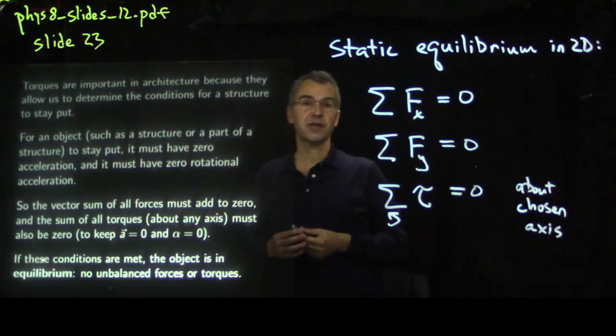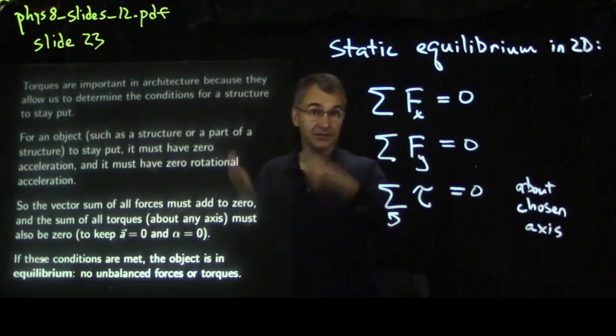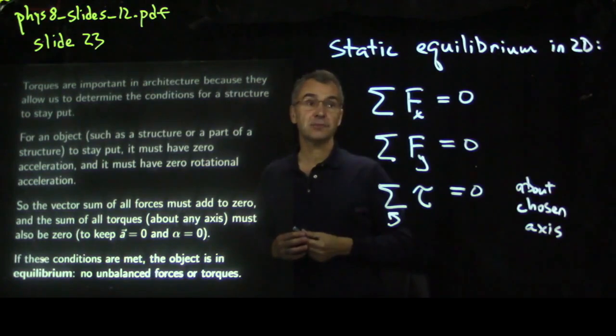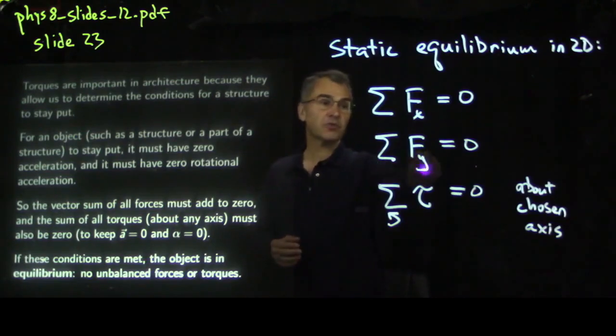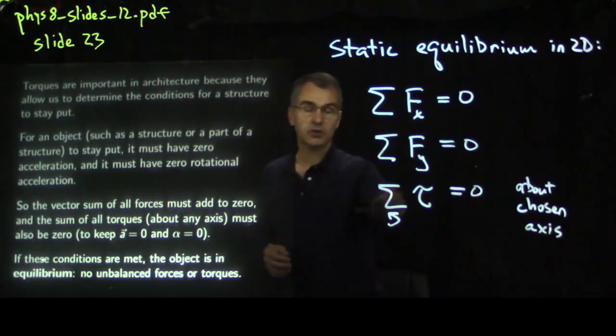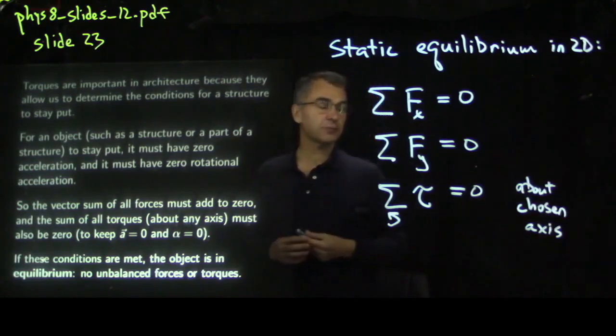So then we have two coordinates, x and y, and the conditions for equilibrium, meaning that the object does not accelerate and it does not rotationally accelerate, are that all of the forces in the x-coordinate add to zero. You have to assign the proper sign to each force so that they can balance each other with canceling signs. All of the forces in y sum to zero, and all of the torques sum to zero. You have to choose a sign convention. Our usual sign convention is counterclockwise is positive, clockwise is negative, and you add up torques about some chosen axis.